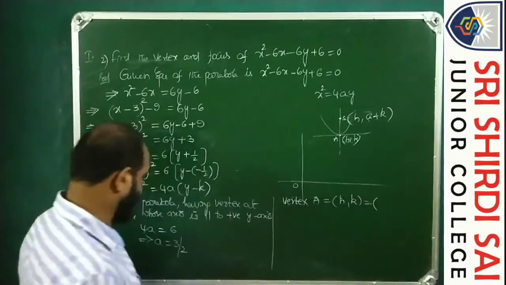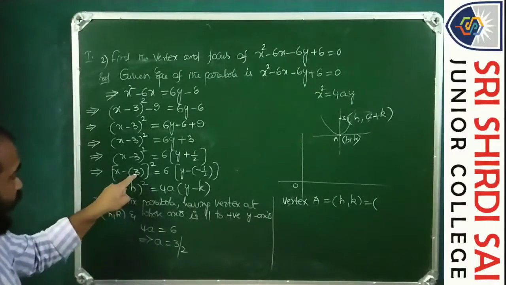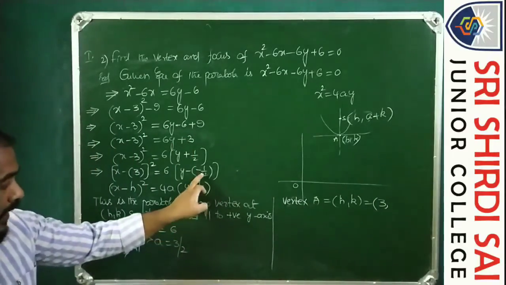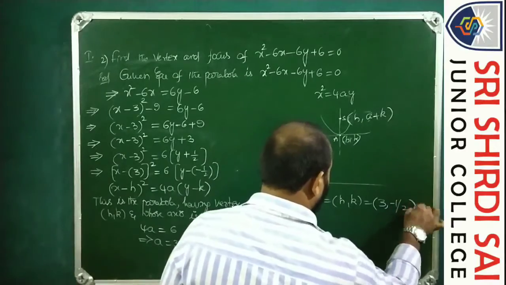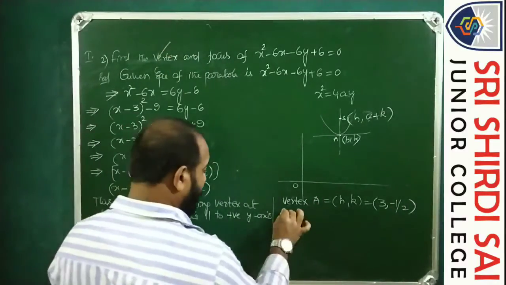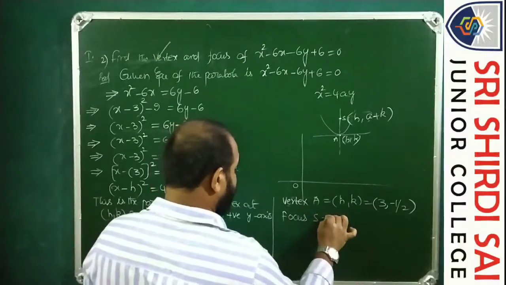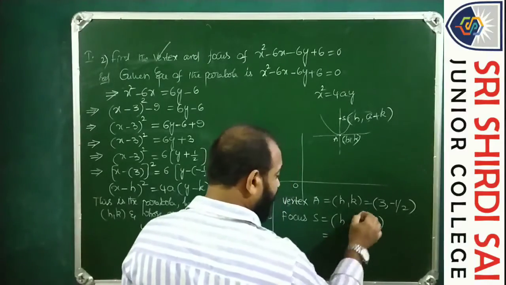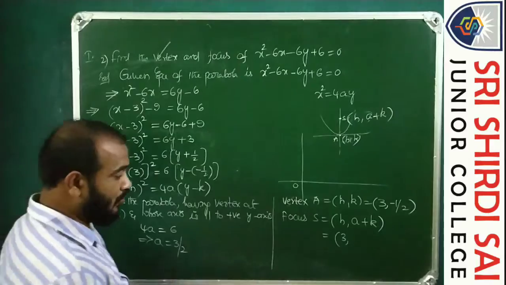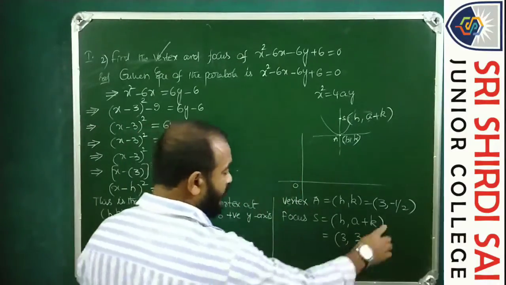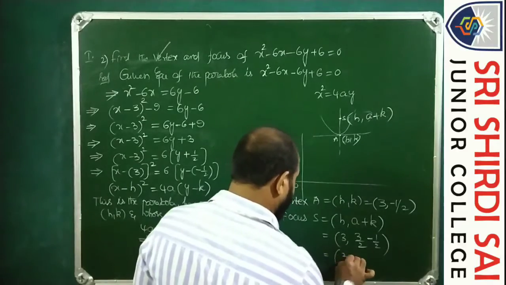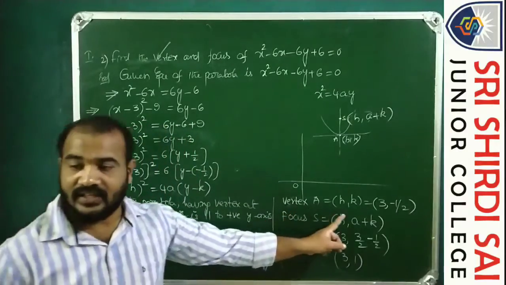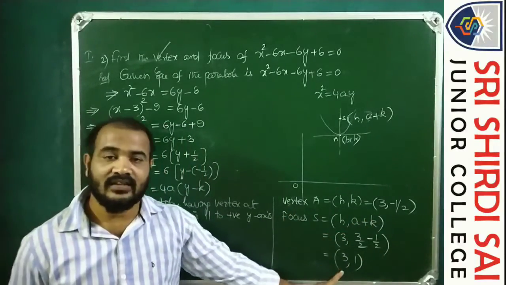What is h here? In the place of h you may see 3 here, comma, in the place of k minus half is here. So (3, -1/2) is the vertex, and focus S equals (h, a + k). What is h? 3, comma, a value is 3 by 2 plus k value is minus 1 by 2. So this is (3, 3 - 1 = 2 by 2, which is 1). Therefore the vertex is (3, -1/2) and the focus is (3, 1).